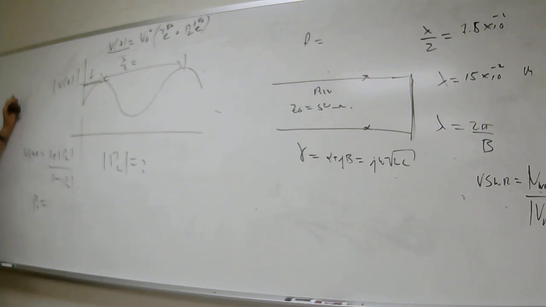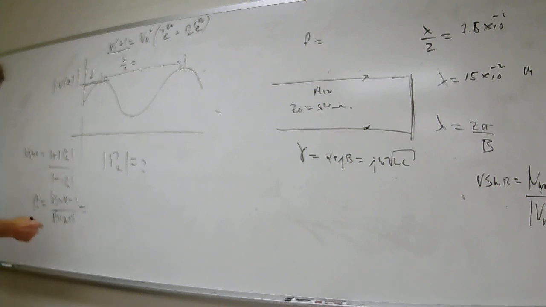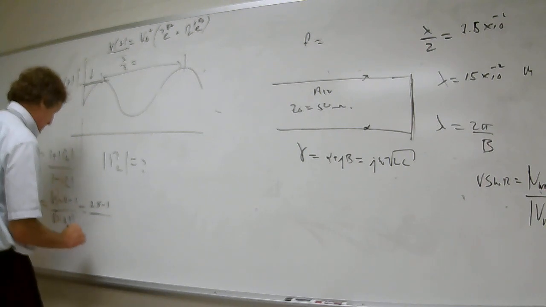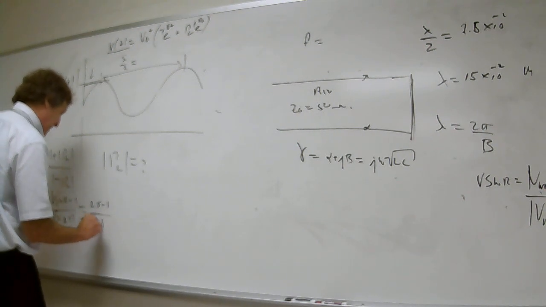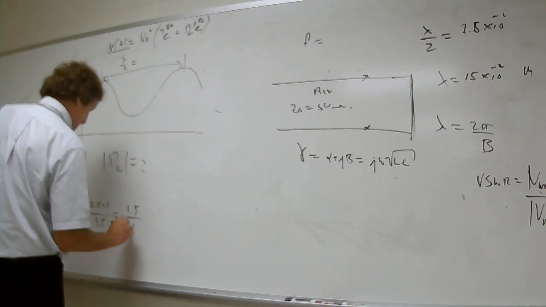Didn't we do this one? How do you get it from VSWR? Just go backwards. I think we proved this. It's VSWR minus 1 over VSWR plus 1, isn't it? Try that. So that's 2.5 minus 1, that's 1.5, over 2.5 plus 1 is 3.5. So that's 1.5 over 3.5.